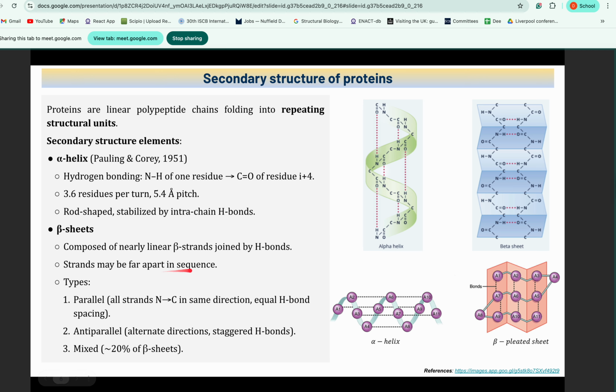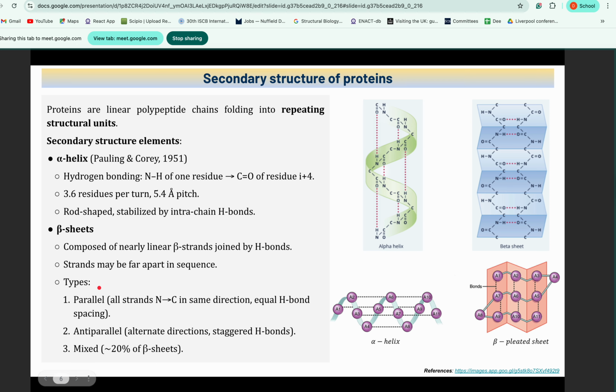In this case, these strands may be far apart in sequence. It doesn't mean that if it begins with 1, 2, 3, 4, 5, 6, 7, you will always find the eighth residue next to it. It is possible that in between there are some turns, loops, or an alpha helix might come, and then again this strand comes. So the order is not linear. There could be multiple other amino acid residues between the two beta strands which join one another to make a beta sheet.